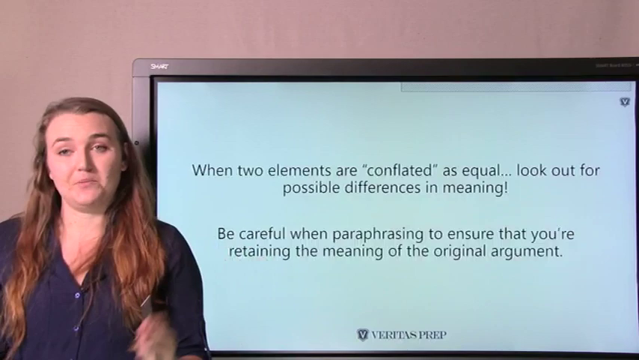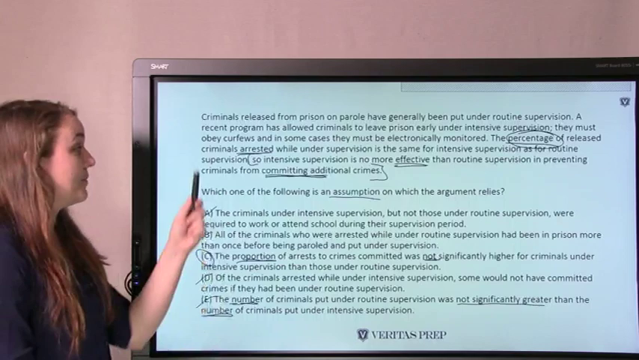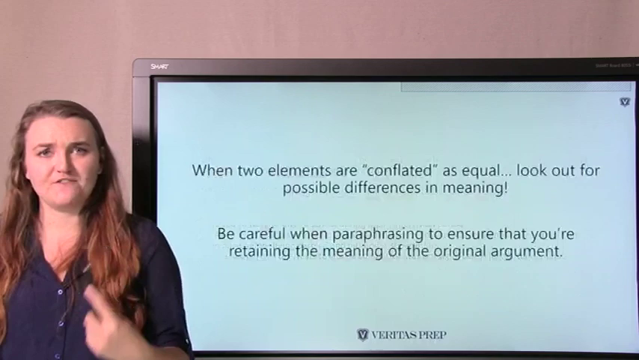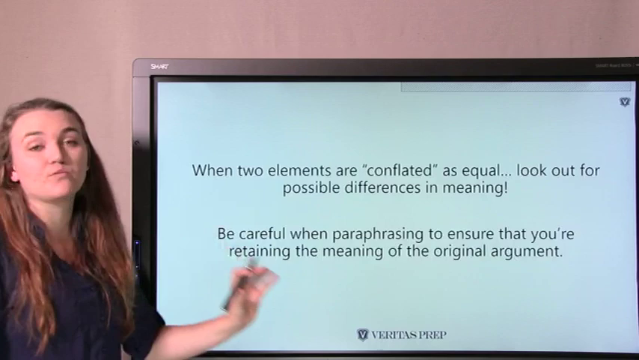We have to retain that original meaning. Otherwise, we'll run into issues where, in question structures like this one, we miss the difference or potential difference between criminals arrested and crimes committed. So I want to be very careful in this case to make sure that if you paraphrase, if you whittle down into its most simple terms, you're making sure that you hold the original meaning as you move through.